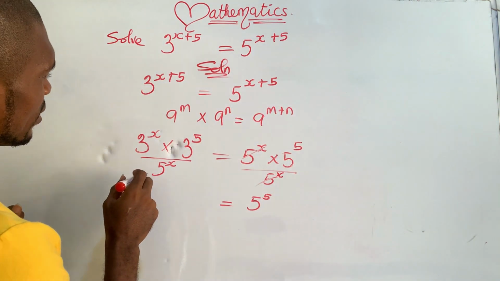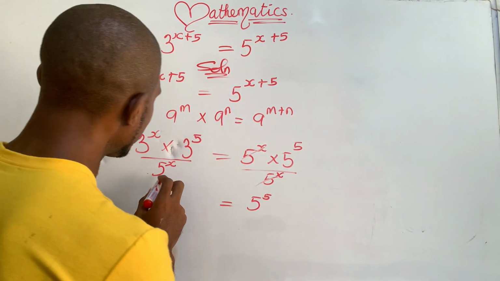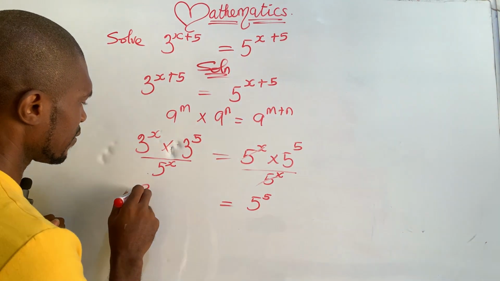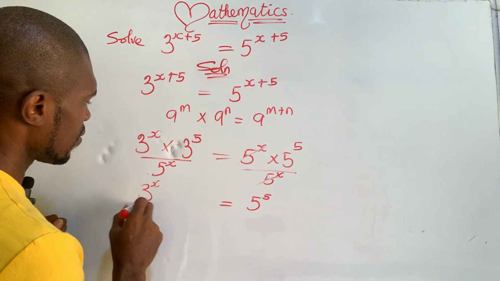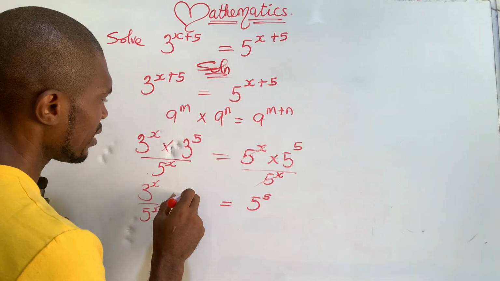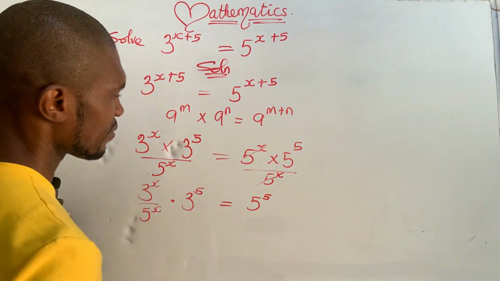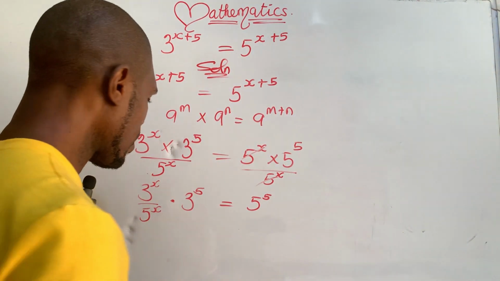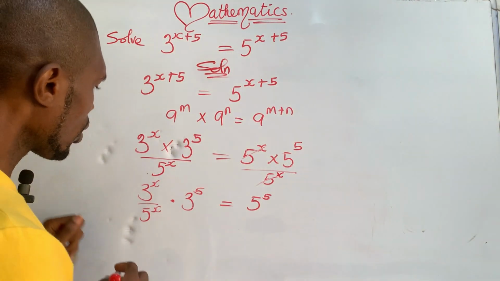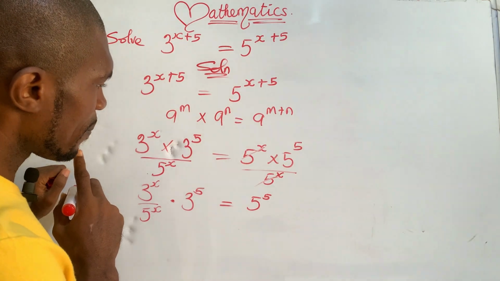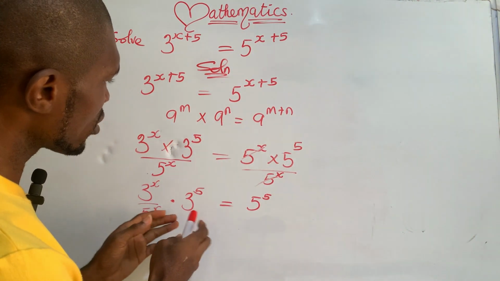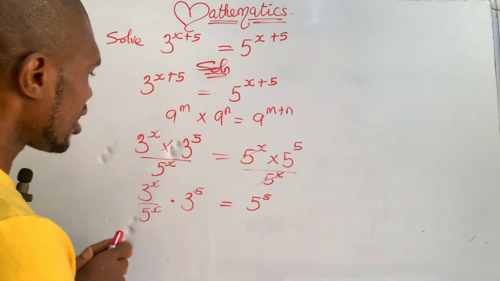Here, we can write this as 3 raised to the power x over 5 raised to the power x, multiplied by 3 raised to the power 5. It's still the same because this is multiplication and not addition. So you can do it this way. So we have been able to eliminate x here.